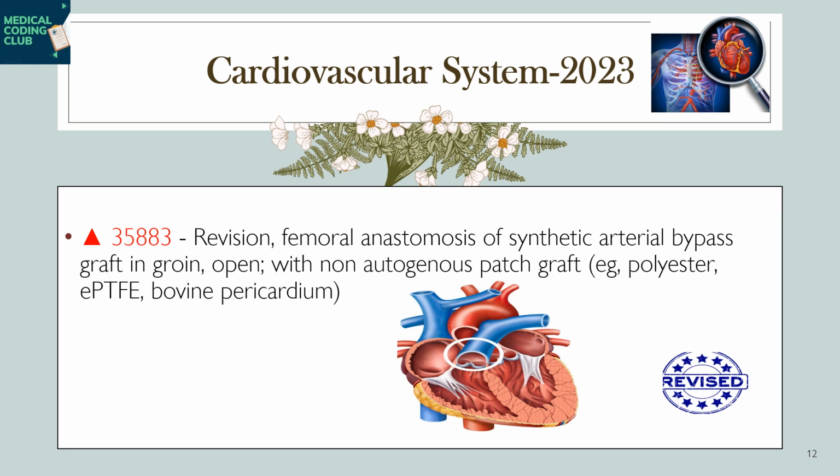And we'll see the revised code, that is 35883, which says femoral anastomosis of synthetic arterial bypass graft in groin, open, with non-autogenous patch graft, for example Dacron or pericardium. So this is all about the 2023 surgery CPT changes.